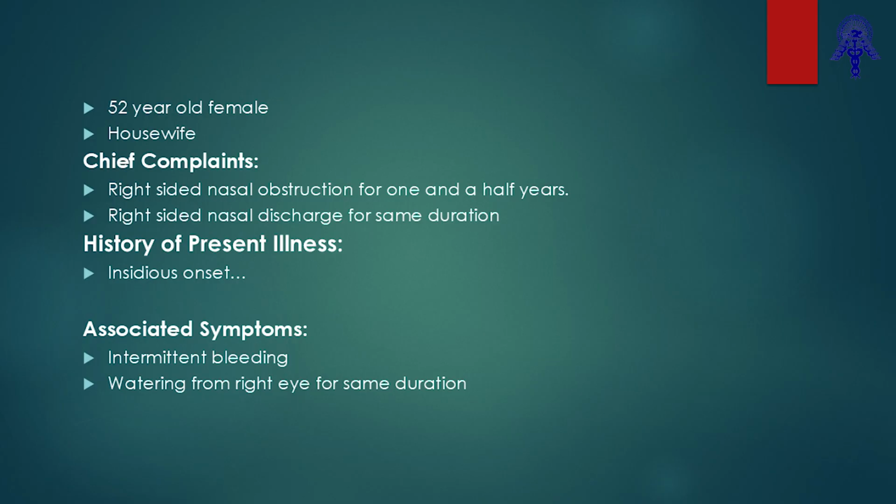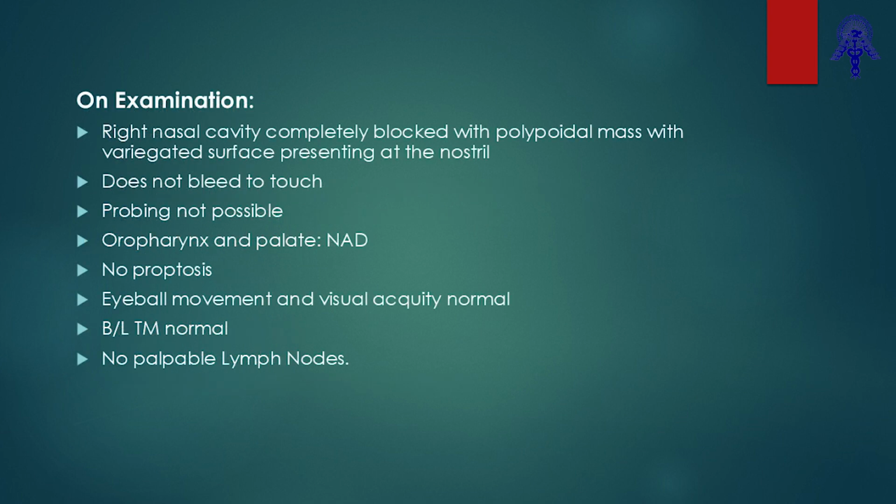And also watering from the right eye, from the same side, on and off for the same duration. On examination, we could find the right nasal cavity was completely blocked with a polypoidal, pale-looking mass with a little variegated and irregular surface presenting at the nostril, and therefore obviously no examination was possible.